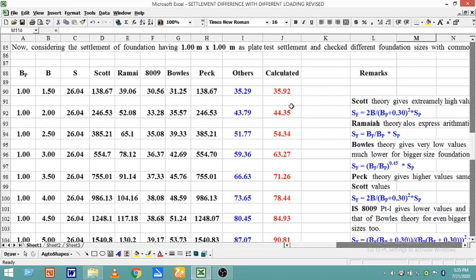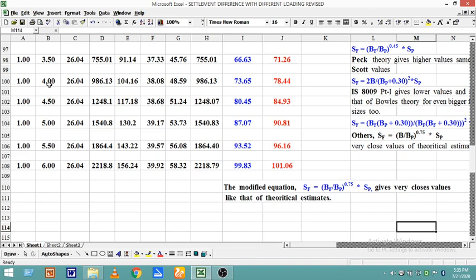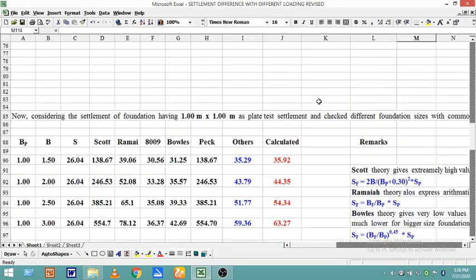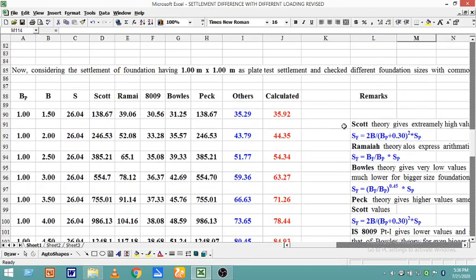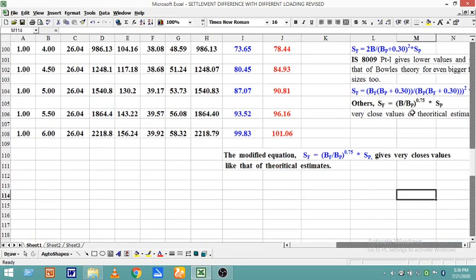For the 4 meter foundation size, we have calculated 78.44 millimeter. But as per the IS equation, considering 1 meter as plate size, it comes to 38.08. So considering this variation, we can say that although the settlement is proportional neither to pressure intensity nor to foundation size, it has a very close relationship between foundation sizes and pressure intensity.